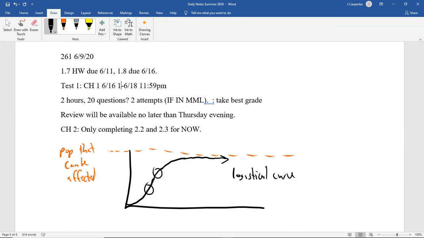On the 16th, it will be available at 12:01 a.m. Maybe 12 a.m. on the dot. I just like to say 12:01 to be certain. Do not turn this test in late. You have 3 days to complete it.